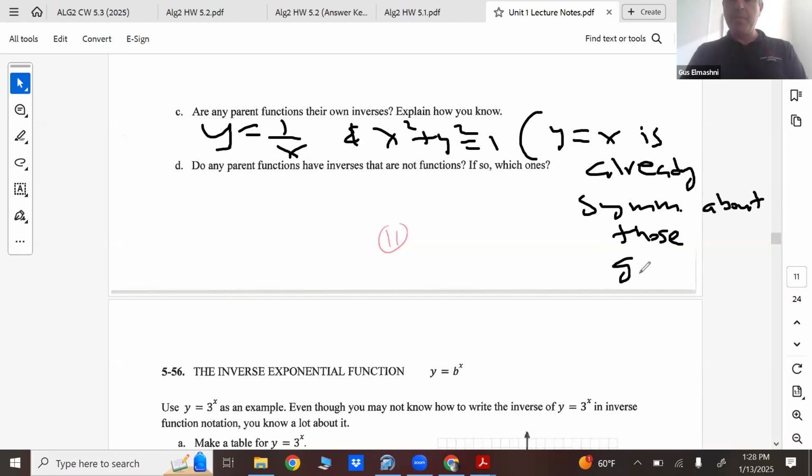You could use that same explanation for 3 as well. Okay, you guys can see pretty well. And then, do any parent functions have inverses that are not functions? Actually, I think all of them. Oh, the circle. The circle's not. That fails the horizontal line test.